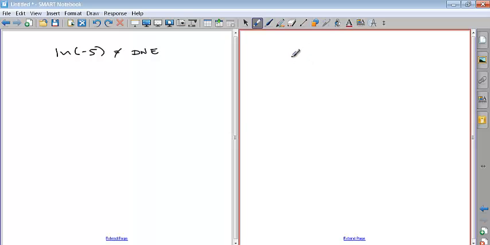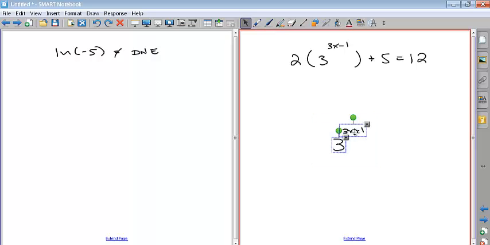So let's say we have 2 times 3 to the 3x minus 1 plus 5 is equal to 12. So the first thing you need to do is you need to get 3 to the 3x minus 1. You need to get the exponential term by itself. So that typically requires for you to do a little algebra.